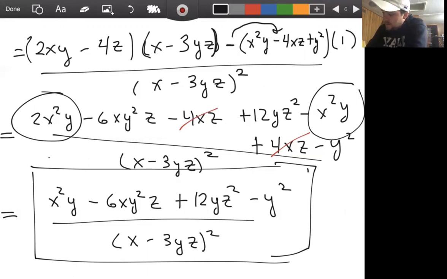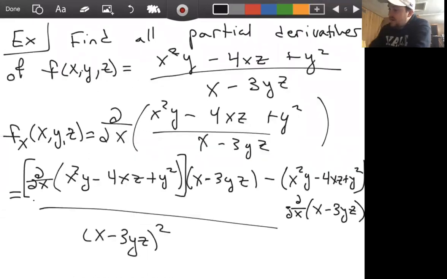Now, we are finding all partial derivatives. So that means next we need to find the partial derivative with respect to y. And so I can save a lot of work here.